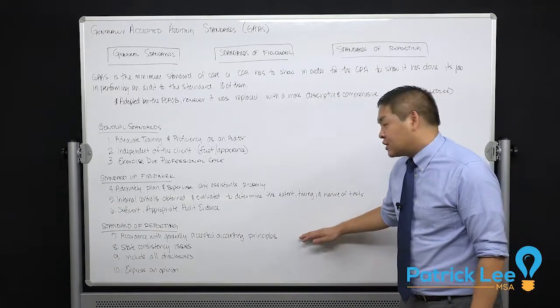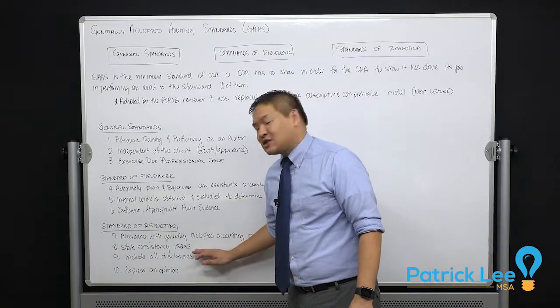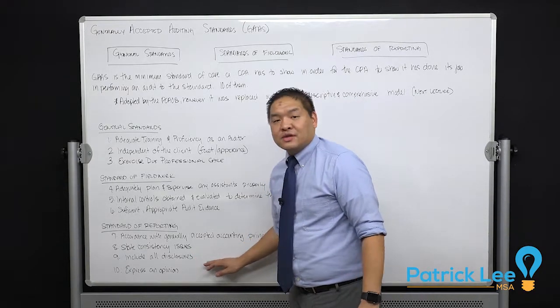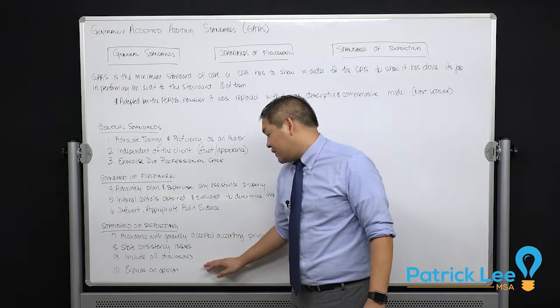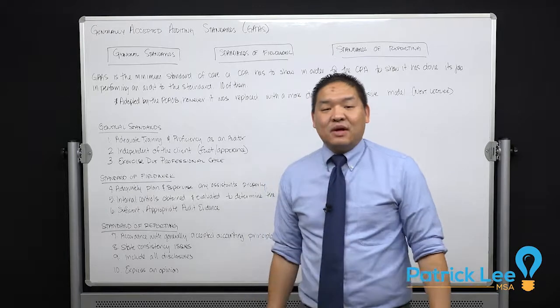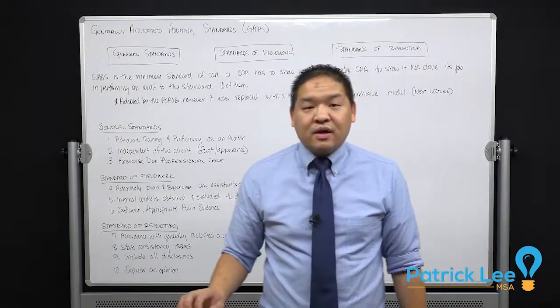Once we've done that and we're ready to report, we need to make sure that the financial statements are in accordance with US GAAP, that there are no consistency issues. If there are, we need to disclose them. We need to include all disclosures, so we're not omitting disclosures that should be on the financial statement. And then we need to express an opinion based on our audit field work that we've done for the client.